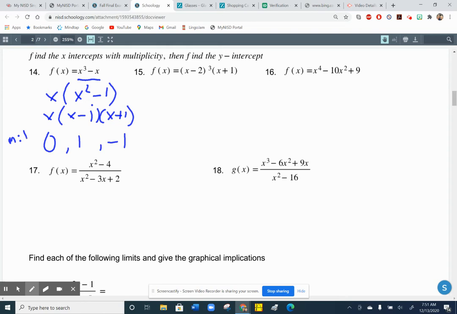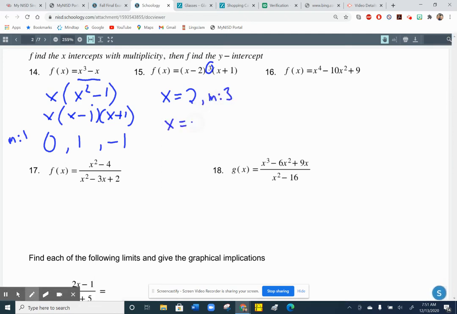This one, on the other hand, notice this one has a power of 3. So when x equals positive 2, this one has a multiplicity of 3 because that's the power up there. Then x also equals negative 1 from the x plus 1 factor.